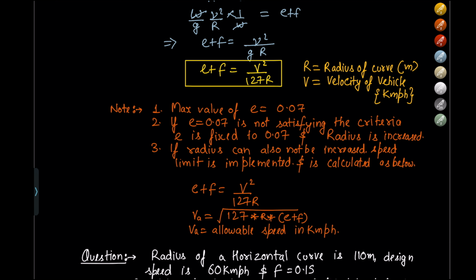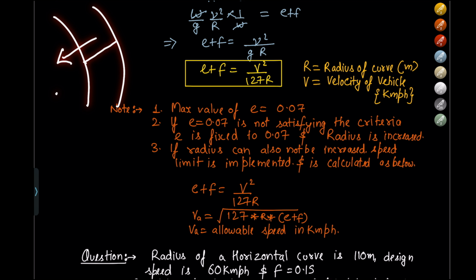If the radius can also not be increased, a speed limit is implemented and is calculated as below. If due to geometric restrictions it is not possible to increase the radius, and E has to be provided at 0.07, and R can also not be increased, we need to implement the V allowable, that is the allowable speed possible on the horizontal curve, and the speed is restricted to that value only.